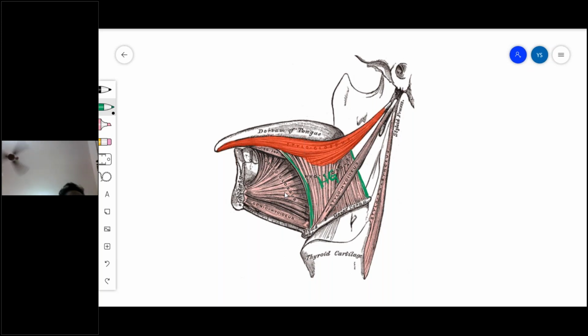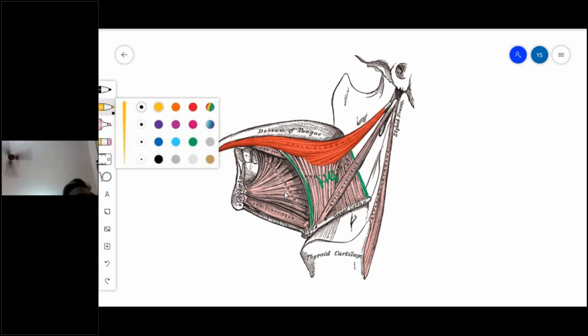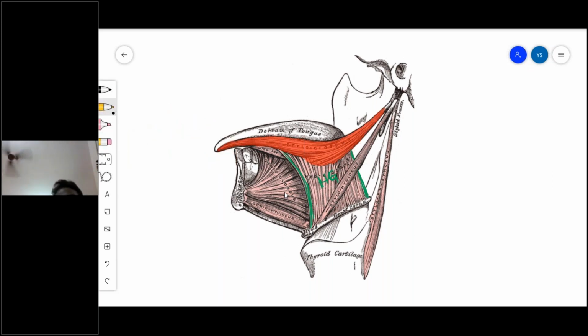And next, I draw one nerve here with yellow color. And this nerve is the 12th cranial nerve, the hypoglossal nerve. So this one is the 12th cranial nerve.